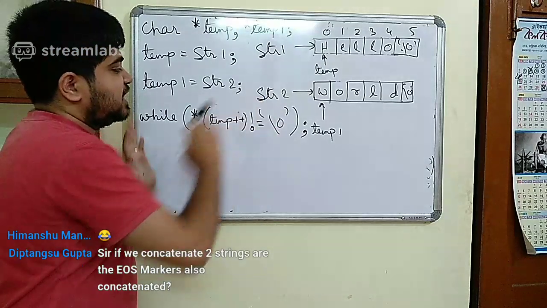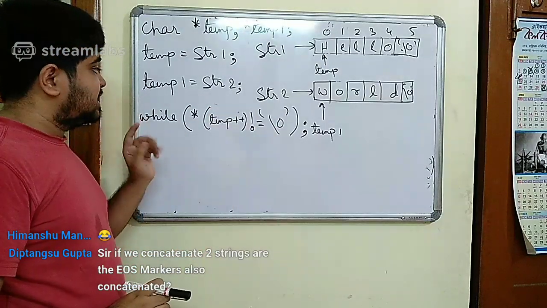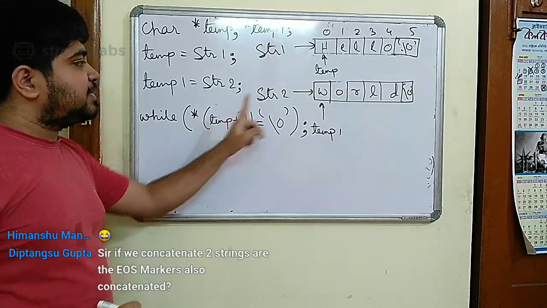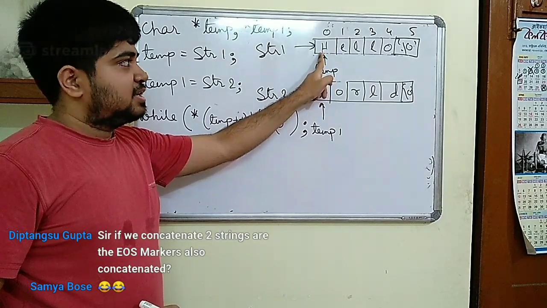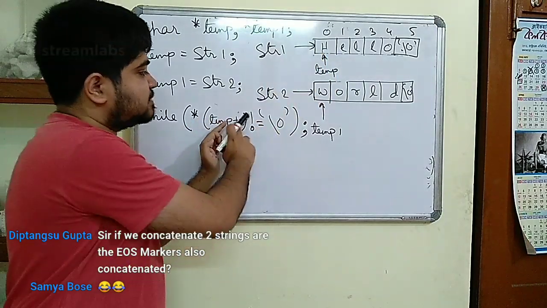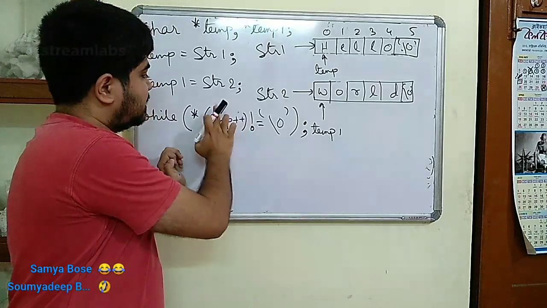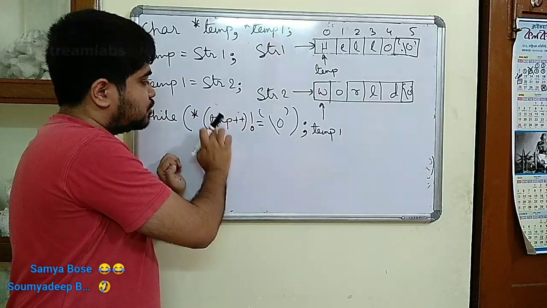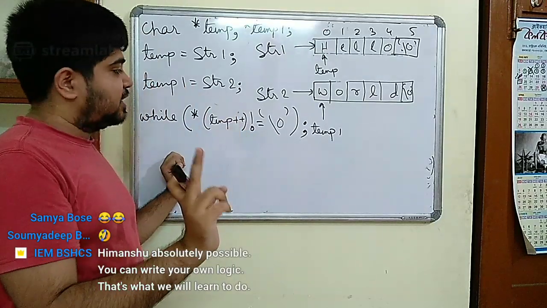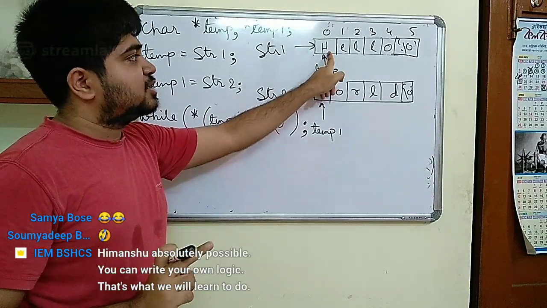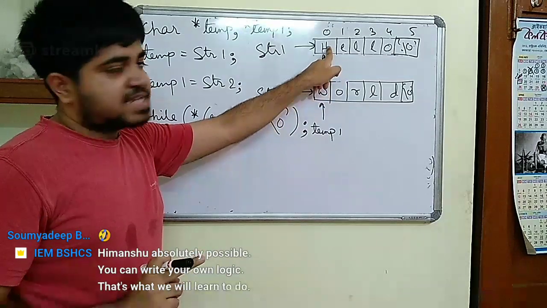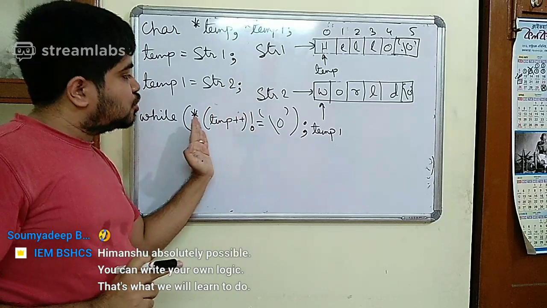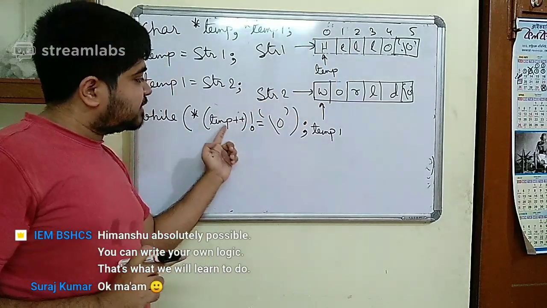So what does this mean? This means that until or unless the content, the star temp is this, first star temp plus plus won't be evaluated, right? First this plus plus won't be evaluated. So temp plus plus won't be done. First star of temp will be done. So star of temp, that is h, not equal to slash 0. So temp plus plus. After this temp plus plus.